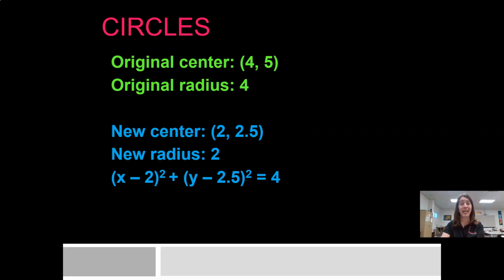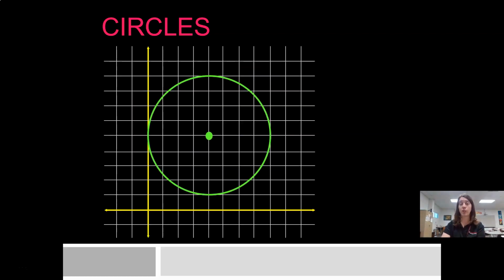So let's finish up by taking a look at what this picture looked like. The original circle, its center was 4, 5, so I was able to count by ones this time. So I went right 4 and up 5, and its radius was 4. So I went up 4, right 4, down 4, and left 4. The new circle, its center was at 2, 2.5. So I went right 2 and then up 2.5 spaces. Its radius was only 2. So I went up 2, right 2, left 2, and down 2. And the blue circle is my new dilated circle. It's half as big as the original circle because of that scale factor of 1/2.